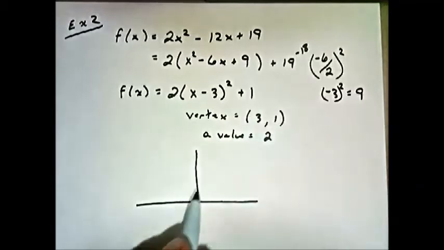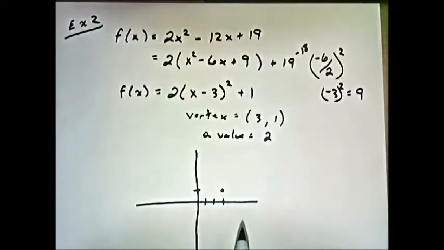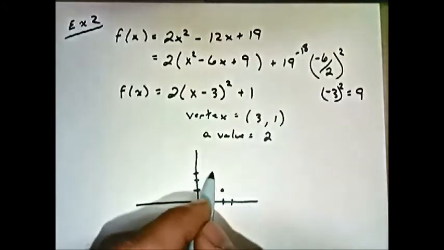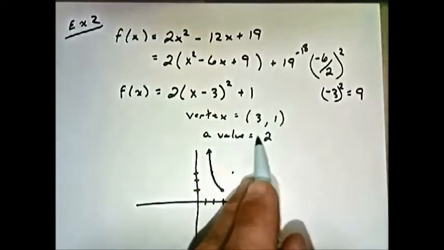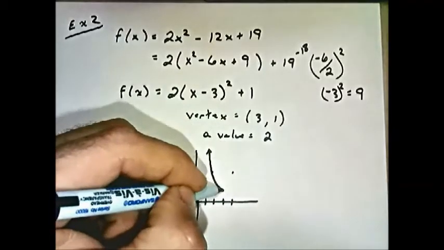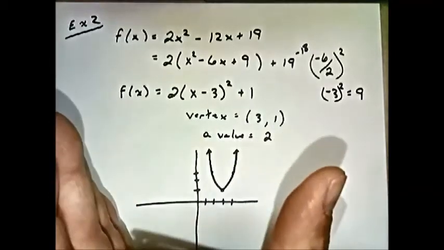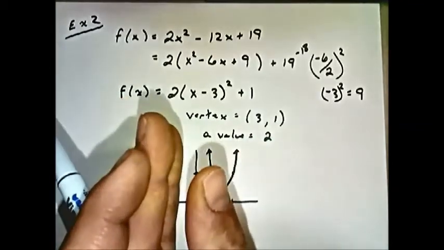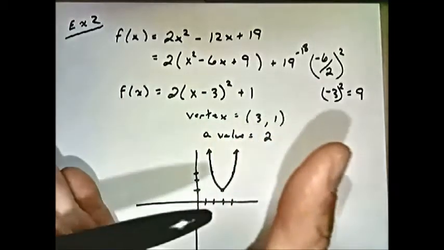My vertex is (3, 1). So I'm going to come over 3, up 1. My a value in this case is 2. So to get to my next point, I'm going to come up 2 and over 1 in both directions. Remember that if our a value is positive, it's going in the upward direction. But also that 2 tells us how wide or skinny this graph is. The larger this number, the skinnier the graph. The smaller this number, or the more fraction it is, the wider it becomes.